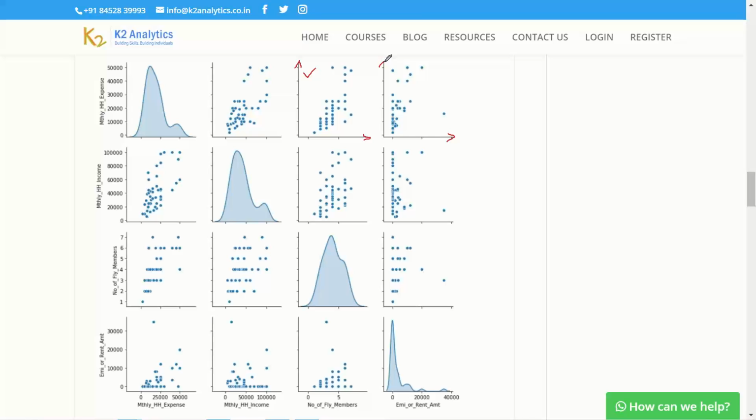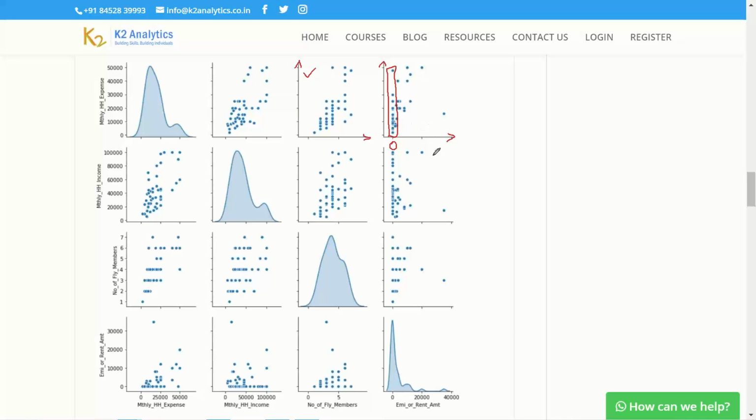EMI and rent. What I can see in this graph, there is some concentration of dots. And this concentration is because there are many families which are staying in their owned apartment. They are not staying in an apartment where they are still paying the EMI or rent, which is their expense is 0. So this is the distribution, and the rest of the data points are for those who have got EMI. So the trend is not very clear.